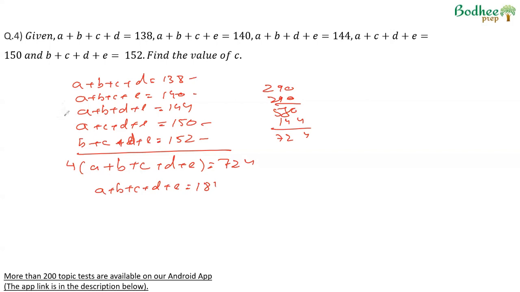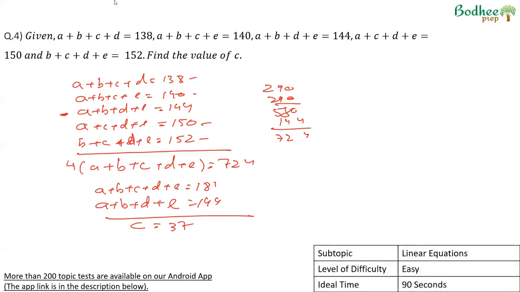So we look at the term which does not have C. A plus B plus D plus E is 144. We take the difference, C is left. On the left hand side, 181 minus 144 gives me 37 as the answer. Easy question, not more than a minute and a half to solve.